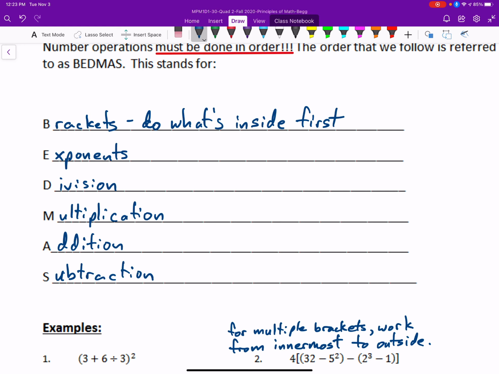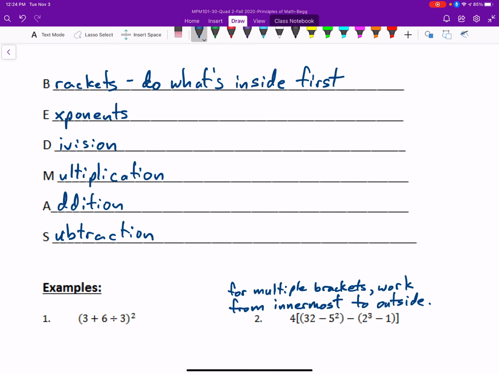Then we deal with exponents. Then we deal with division and multiplication. And these two are actually equal. As in, division isn't really before multiplication. It's exactly the same as multiplication. So how do you decide which one to do first? If you've got a question that has both division and multiplication in it, it's easy. Whichever one is farther to the left.